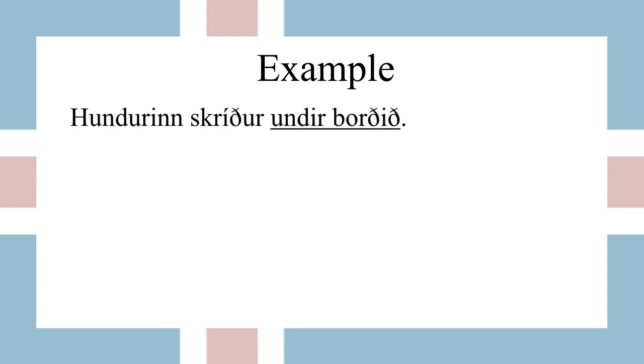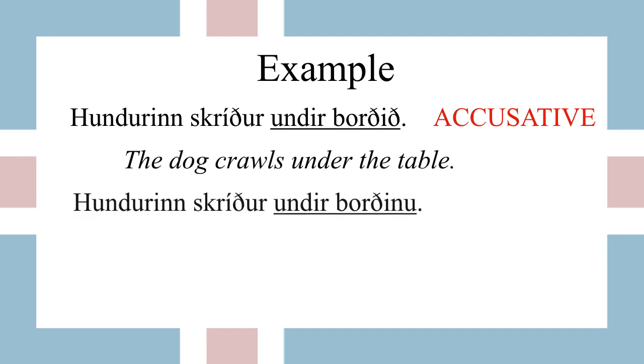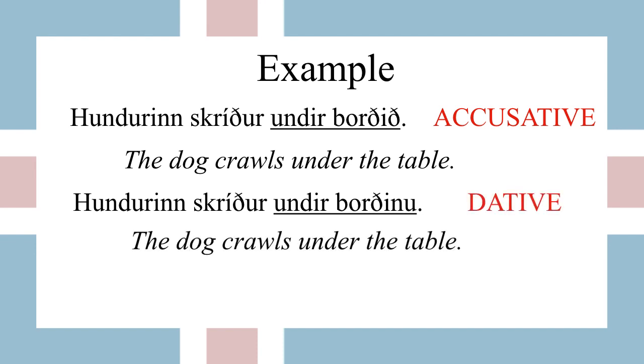Couple more examples. Hundurinn skríður undir borðið. This is accusative. This means the dog crawls under the table. And hundurinn skríður undir borðinu, which is dative, which also means the dog crawls under the table. Now the difference between the two of these is the top one is there is a motion to underneath the table, which means the dog wasn't under the table before, and we're talking about when it crawled underneath. In the second example, there is no motion, which means the dog was already under the table and it crawled or is crawling underneath it.